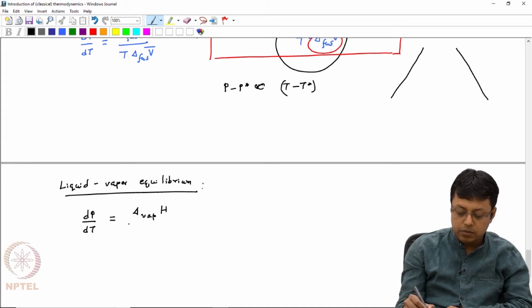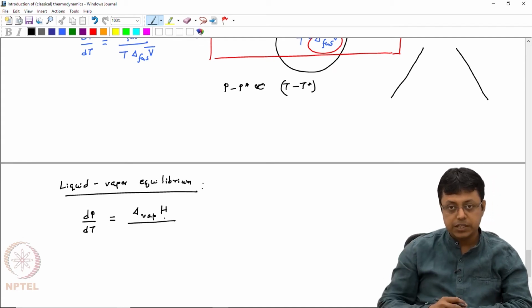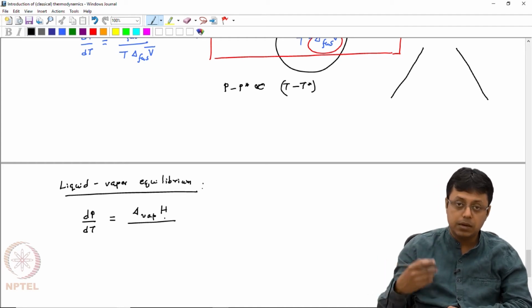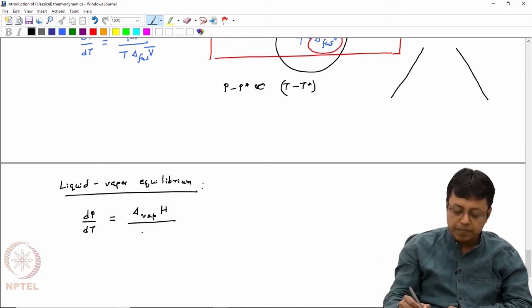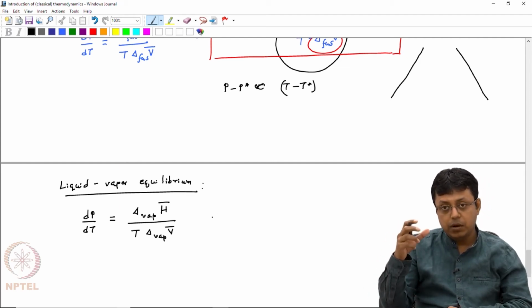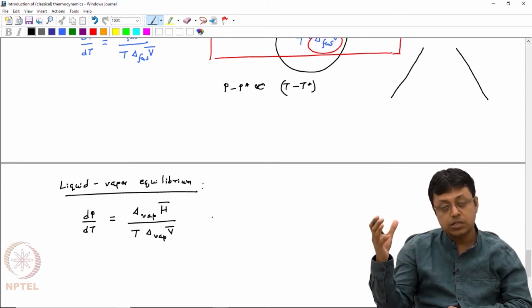And again we can say that the change in entropy at constant pressure is nothing but dq reversible by T, and at constant pressure dq is nothing but dH. So we can write it, of course for a reversible process, and we are considering an equilibrium and we are assuming reversibility, so divided by T into delta vaporization of molar volume. Eventually you can use PV equal to nRT, the ideal gas equation, for one phase, which is the vapor phase.